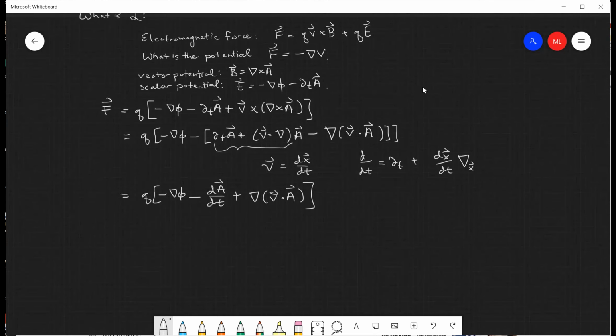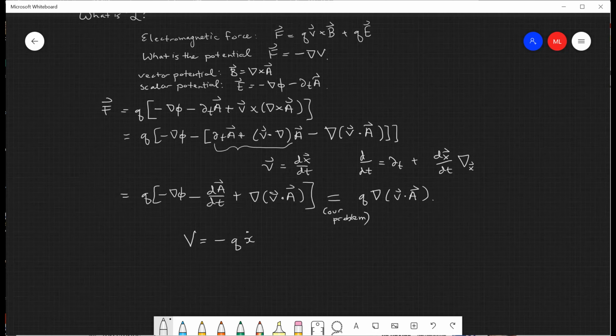So in the end, for our problem of a static magnetic field in that cylinder, this is just equal to the charge times the gradient of V dot A. And that's very convenient because now you can see explicitly that the potential is equal to minus the charge, x dot, the velocity, dotted into A. I'll put little vectors here. So that's the potential that we need.